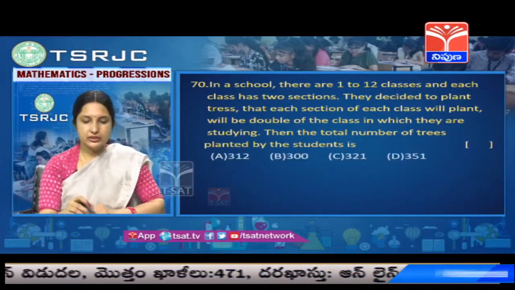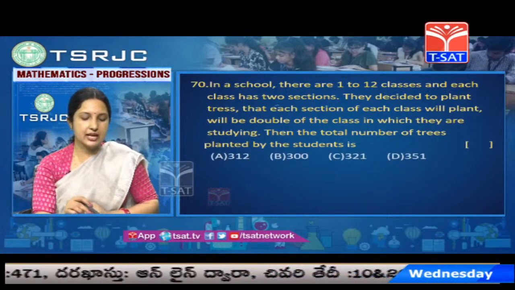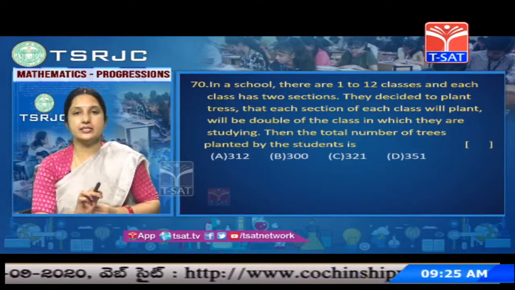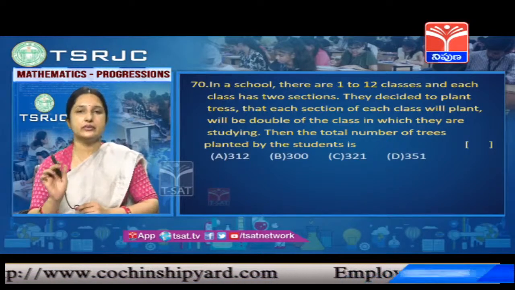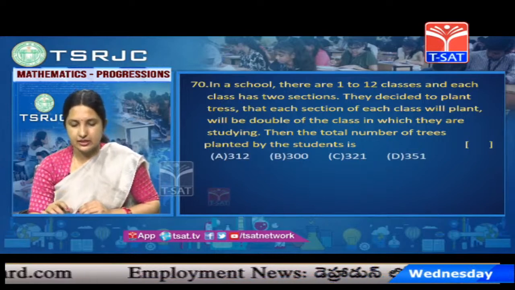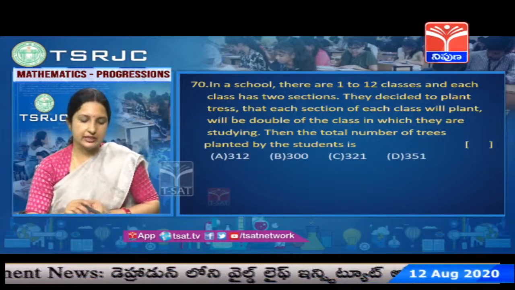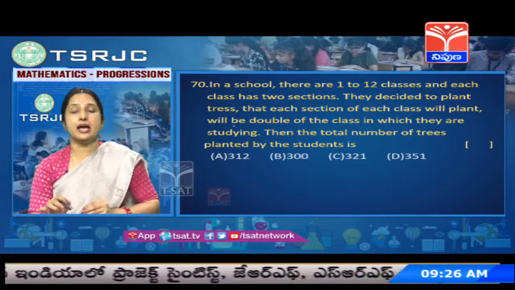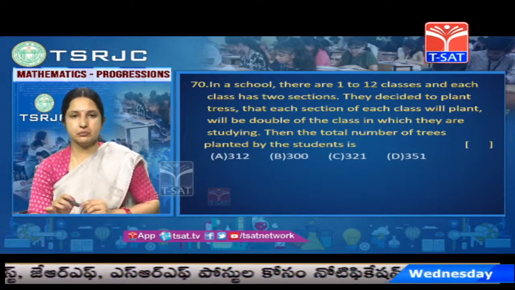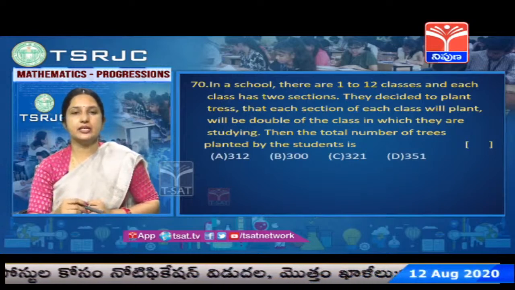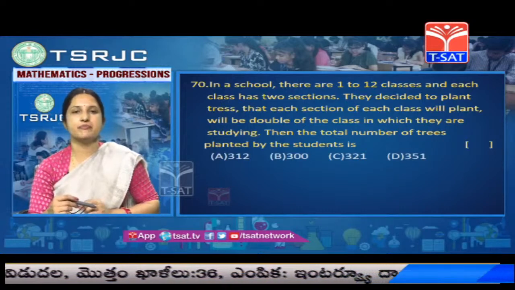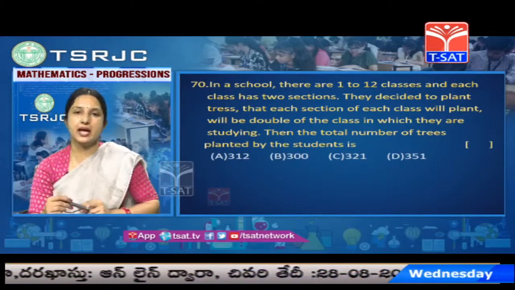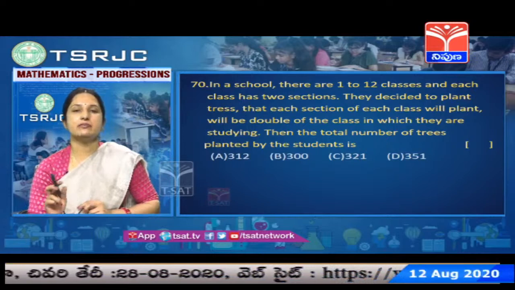Next, in a school there are classes 1 to 12 and each class has 2 sections. So 12 classes means 24 sections in total. They decided to plant trees such that each section of each class will plant double the number of the class in which they are studying. Then the total number of trees planted by the students is?